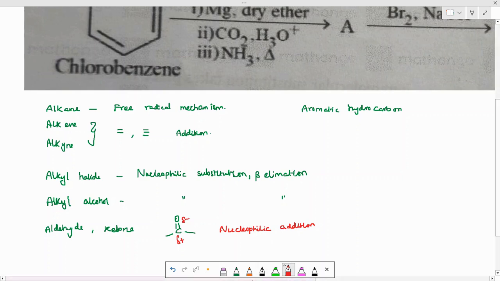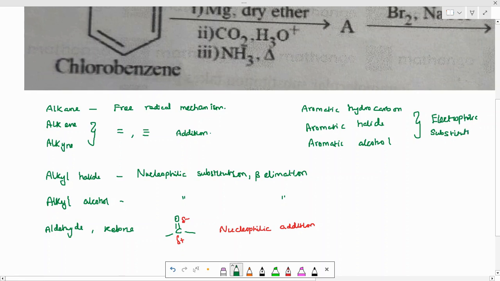And the amine will have a different kind of reaction. Amine is a separate topic, so it is not necessary to worry about that. I will deal with amine in a separate topic. And then aromatic halide, aromatic aldehyde, aromatic alcohol, and all other aromatic compounds will majorly give electrophilic substitution.